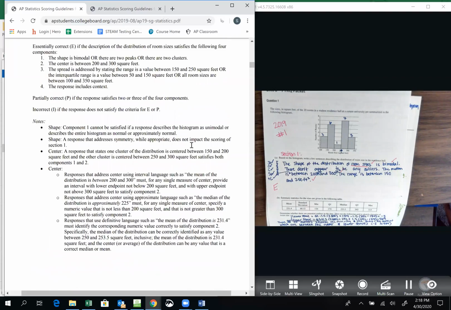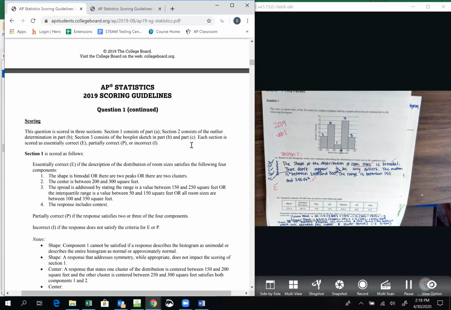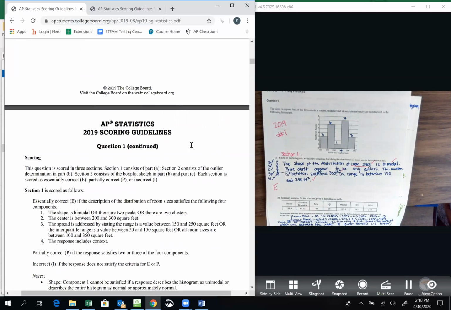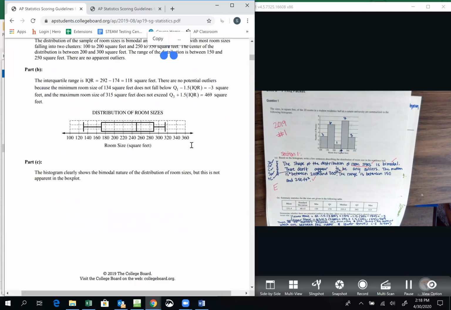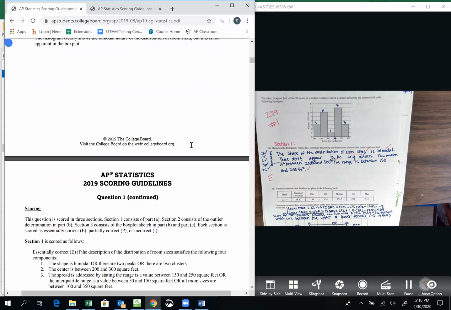Section 2 consists of the outlier determination in Part B. So you can see what they said, essentially what I said: calculate both fences. And then there are no outliers because the minimum and the maximum are both between the upper and lower fences. So I included numbers with that, as you can see.